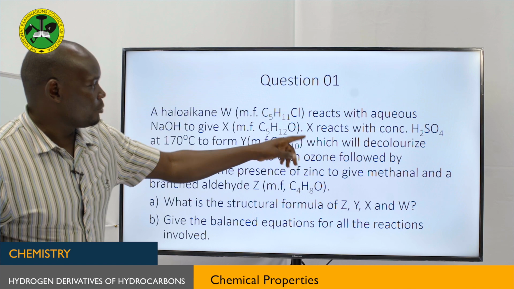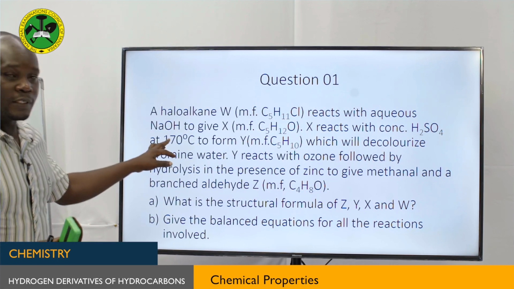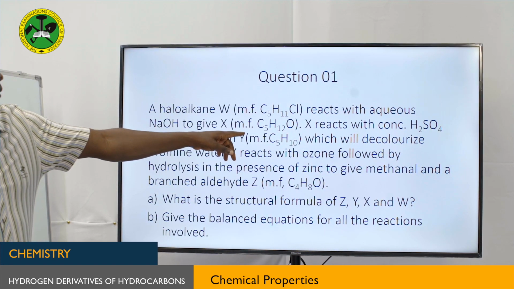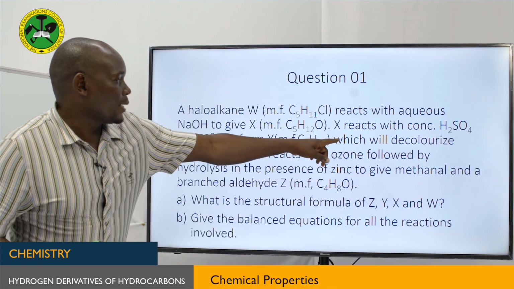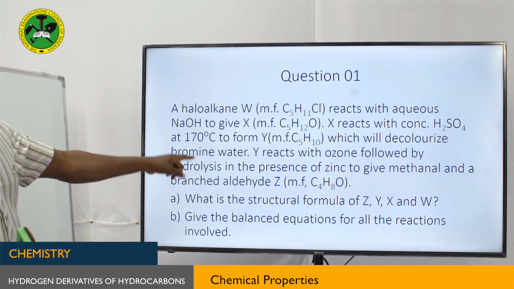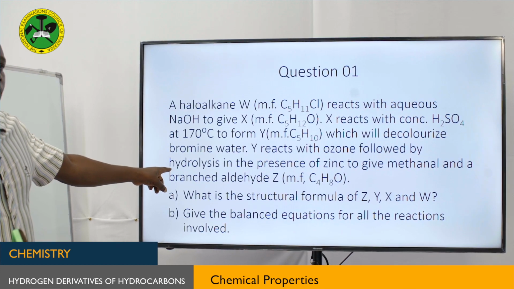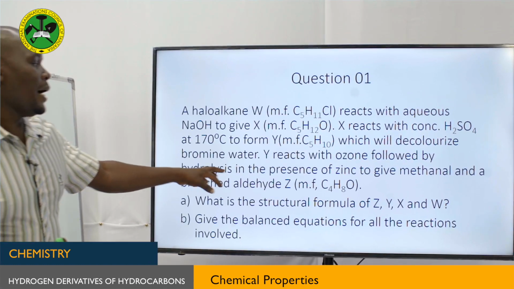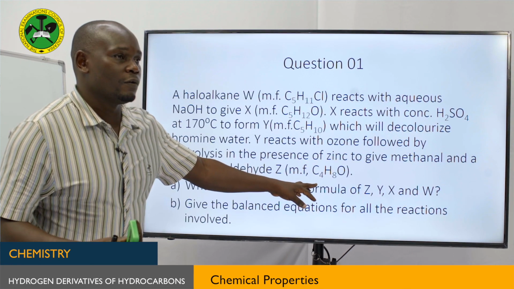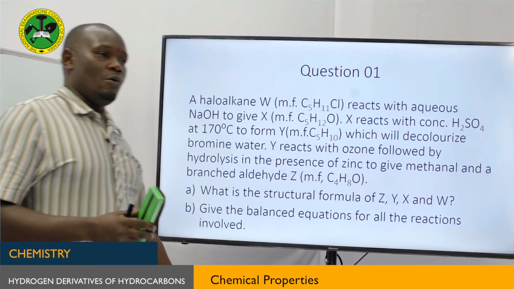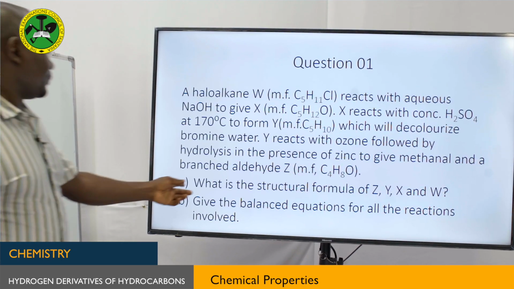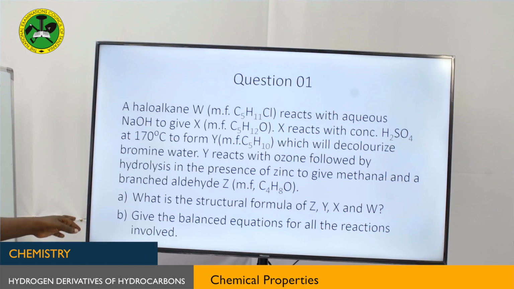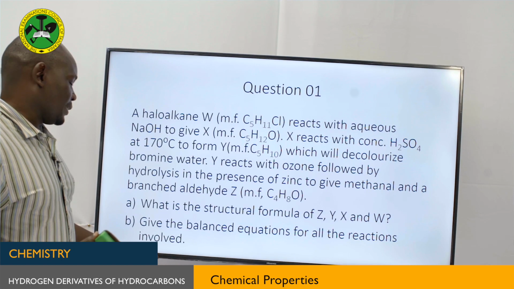But that X reacts with concentrated sulfuric acid at 170 degrees centigrade to form Y, which is C5H10. This Y can decolorize bromine water. And Y also reacts with ozone followed by hydrolysis in the presence of zinc to give methanal and a branched aldehyde Z, which has a molecular formula of C4H8O. Now the question that we have been asked is, what is the structural formula of Z, Y, X, and W? But also give the balanced equations for all the reactions involved.